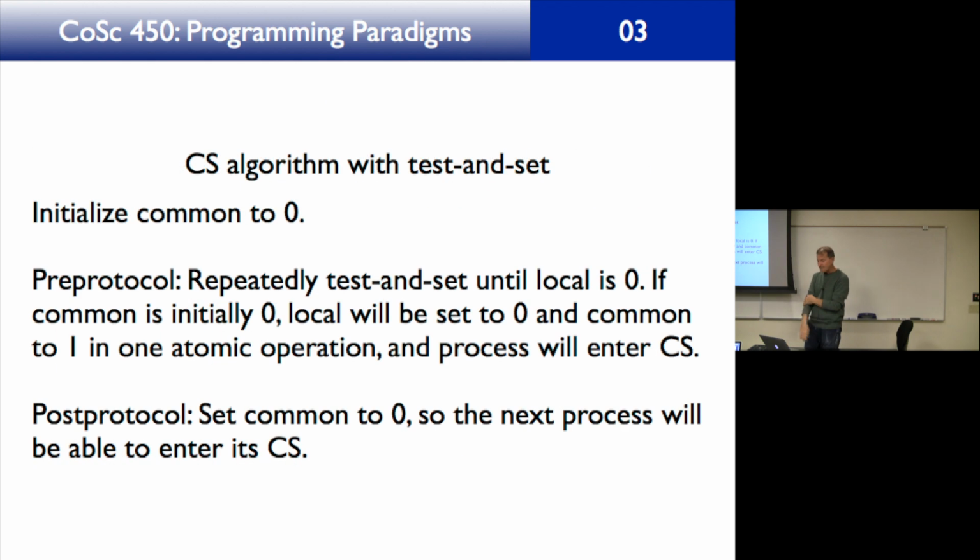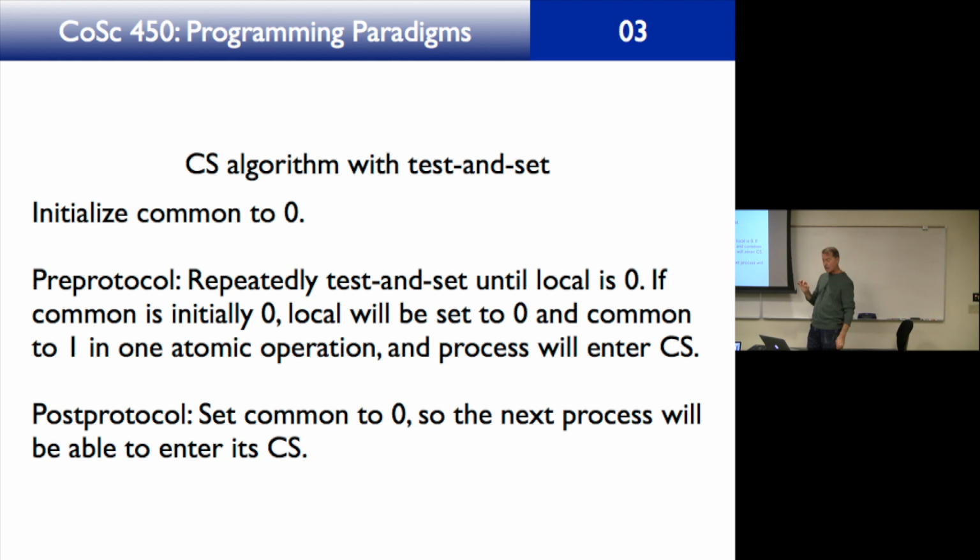If in fact C++ or Java had an atomic test and set, then the critical section problem becomes trivial, and we wouldn't have to go through all of this Dekker's algorithm stuff to do it. Here is how it would work. The critical section algorithm with test and set: you initialize common to 0.